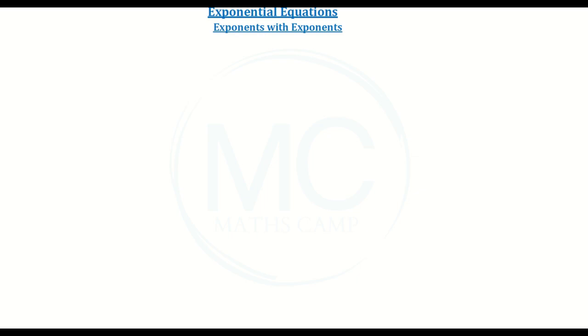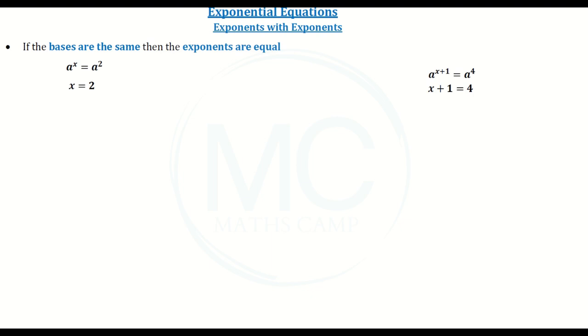Hi, in this video, we are going to look at how we go about tackling exponential equations where the exponents have exponents. Now, in previous videos, we have said that in an equation where the bases are the same, the exponents are equal. We saw that if a to the power of x is equal to a squared, then x is equal to 2. We also saw that if a to the power of x plus 1 is equal to a to the power of 4, then x plus 1 is equal to 4, and we can solve for x.